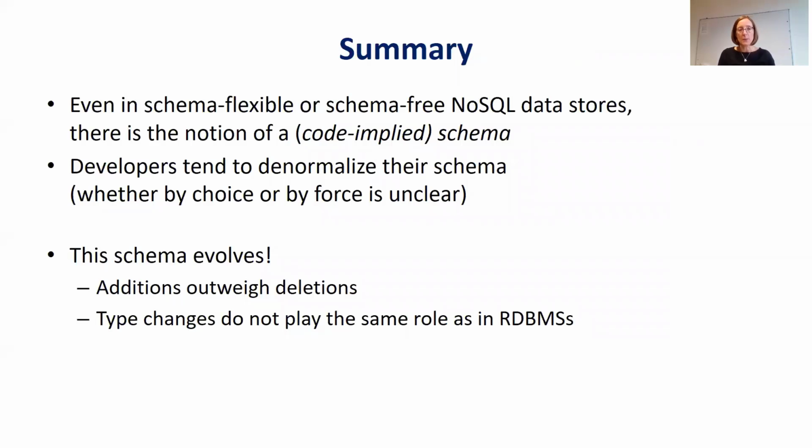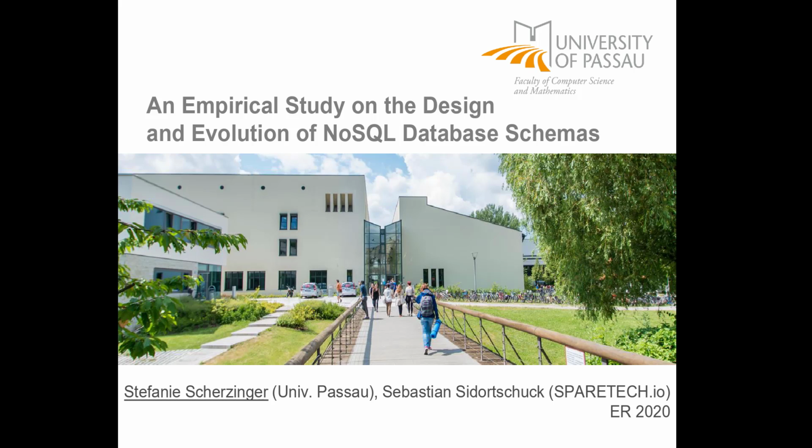So to sum this up, even in schema-flexible or schema-free NoSQL data stores, there is the notion of a code-implied schema. Developers tend to denormalize this schema, whether by choice or by force is unclear to me. It's probably a mixture of both. And the schema evolves. Additions outweigh deletions. That's the same as in relational schema evolution. But the type changes do not play quite the same role as they do in many relational database management systems.